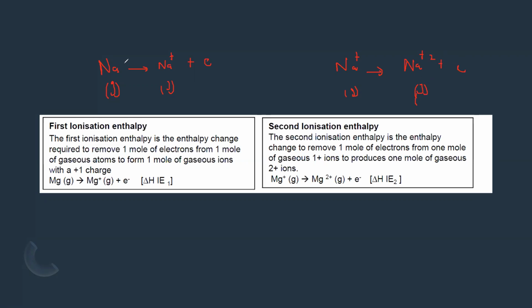So the first ionization is when we remove the first electron. The second ionization is when we remove the second electron. Is it clear? And the second ionization is always higher than the first ionization because here in a neutral atom you're removing an electron, but in the second case a charge is already there and you want to remove an electron. So this electron will have attraction towards the positive ion. So it will become difficult to remove the electron. That's why the second ionization will be higher than the first ionization. Always it is higher than the first ionization.